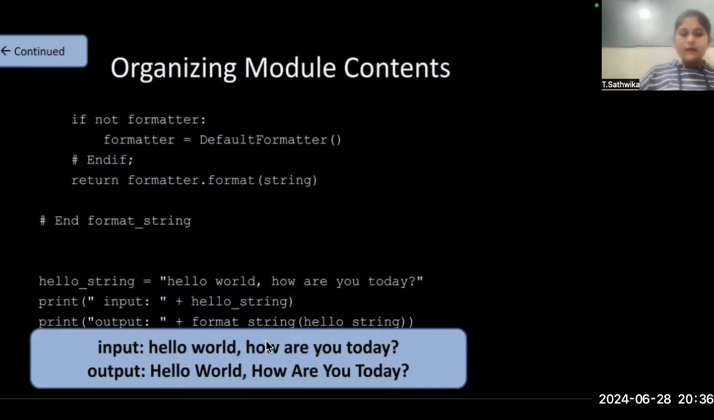So the input is "hello world, how are you today?" Then the output is displayed as "Hello World, How Are You Today" with capital letters. Since we have used the title method, each word has to be displayed with a capital. I mean, the first lowercase letter of each word is displayed as an uppercase letter.